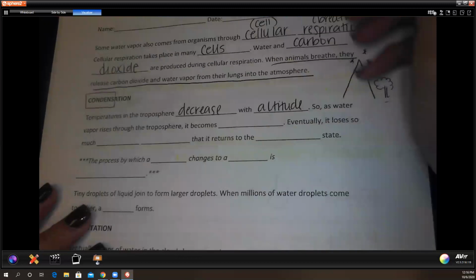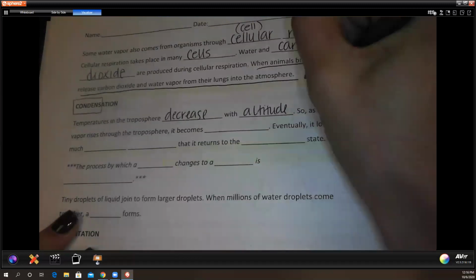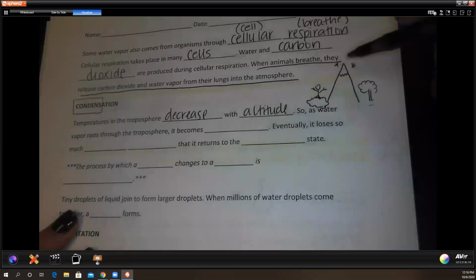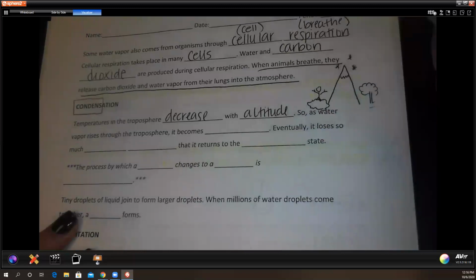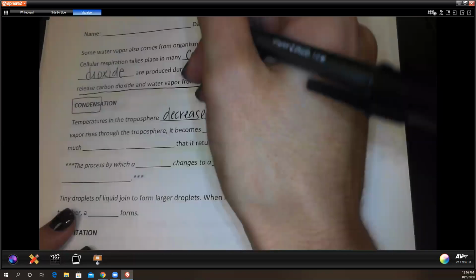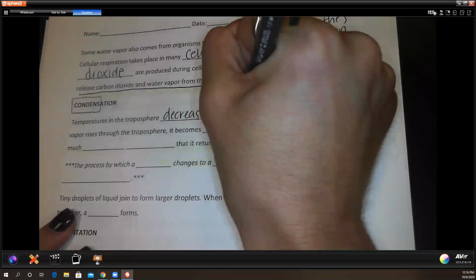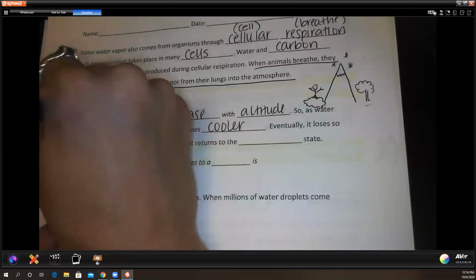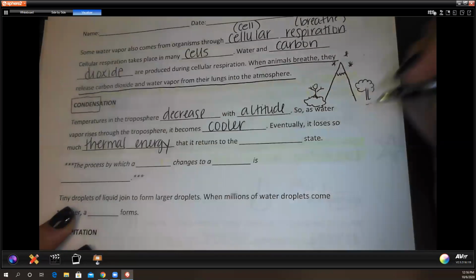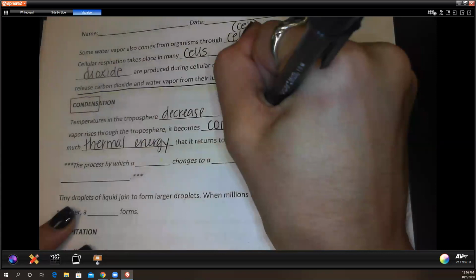So I want you guys to think of the picture that I showed you where there was just regular rocks. And here's Miss Burley throwing up a peace sign. There's my peace signs. And there's no snow down here. But up here, it was all covered in snow. So as water vapor rises through the troposphere, it becomes cooler. Eventually, it loses so much thermal energy, or heat, that it returns to the liquid state.